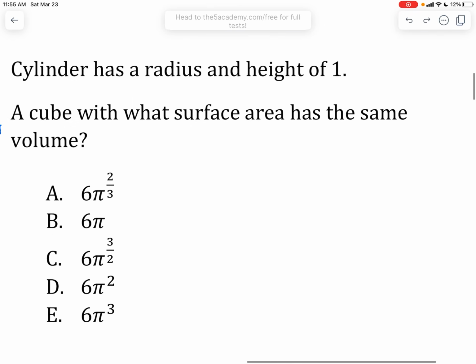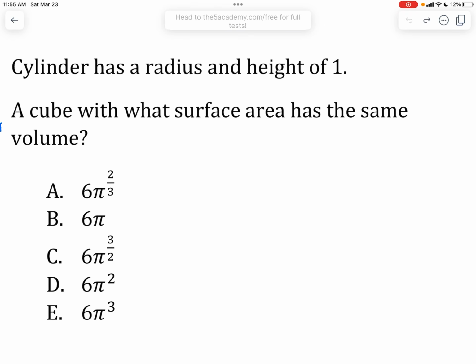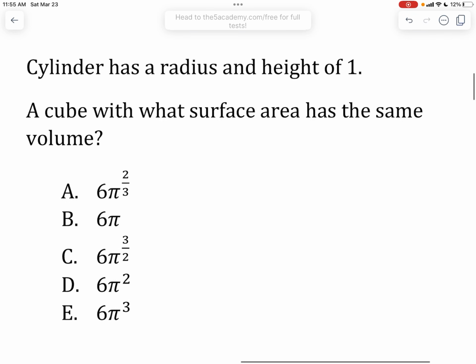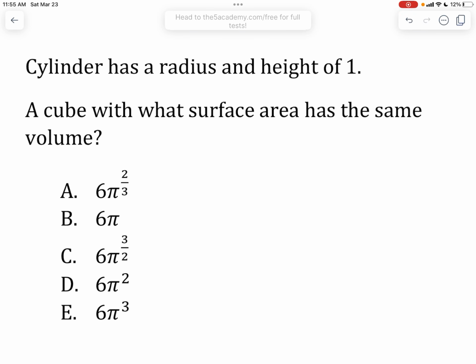All right, a cylinder has a radius and height of 1. A cube with what surface area has the same volume? Okay, so there's a few different things going on here. So the cylinder has a radius and height of 1. So volume of a cylinder, what is that formula? Pi r squared. Usually they'll give you this formula, so if you don't remember it, don't worry. And a cube with what surface area has the same volume?